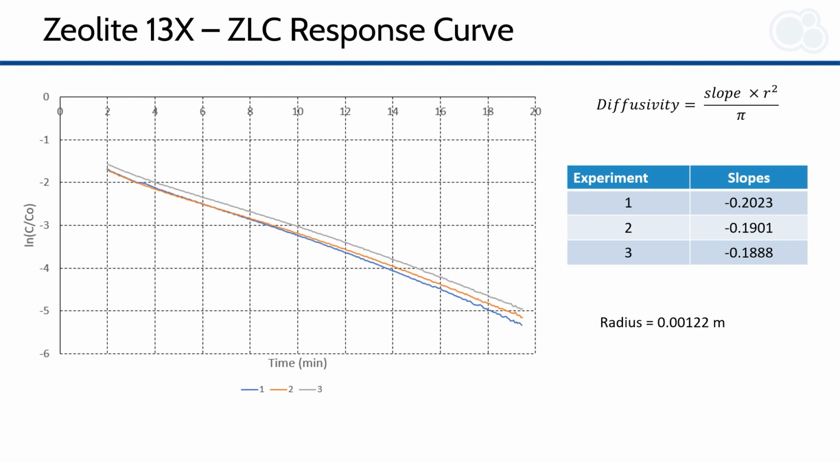We can do the same thing for zeolite 13X, using the exact same equation. We can see here that, once again, our ZLC response curves are very linear, and we're able to trendline fit these for our ln of C over C naught versus time for our zeolite 13X. The particle size was quite similar between the zeolite 13X and the 5A. The 13X is slightly larger, but comparing the slopes of 13X versus our 5A, we can see that we have a little bit larger magnitude slopes for our zeolite 13X.